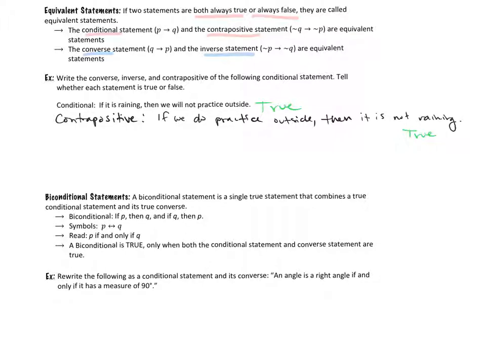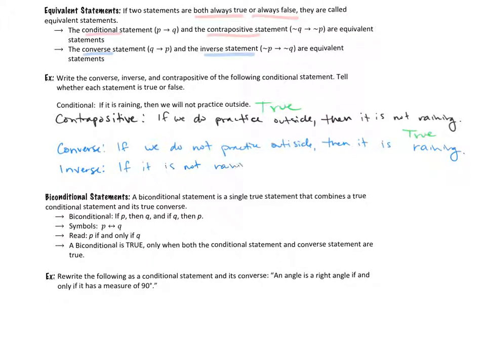So now we're going to look at the converse of the original statement. So now we just exchange the order. So if we do not practice outside, then it is raining. And the inverse is when I negate both parts. So if it is not raining, then we practice outside. So if we assume that it's a school day, then these are both going to be true statements. If it's not a school day, then they would both be false statements. Again, they will always have the same truth value.